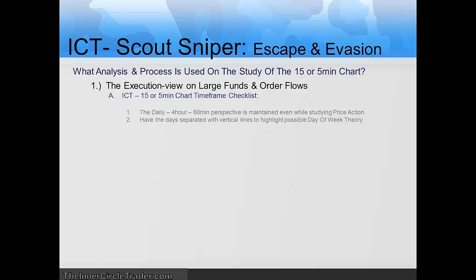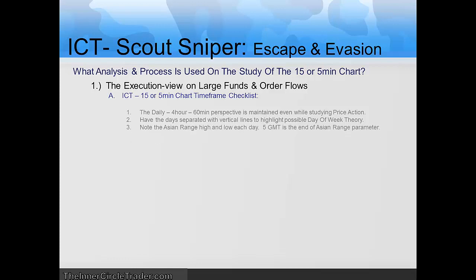Have the days separated with vertical lines to highlight possible day of the week theory. Again, if you're looking for the weekly high or low to form, it's going to generally happen between Monday, Tuesday, or Wednesday. And there's more detail as to when it's more specifically expected to happen in the video series if you go through the material. But for now, we can generalize it by saying Monday to Wednesday, the weekly high or low is formed. That way you can trade the rest of the week in that directional bias.